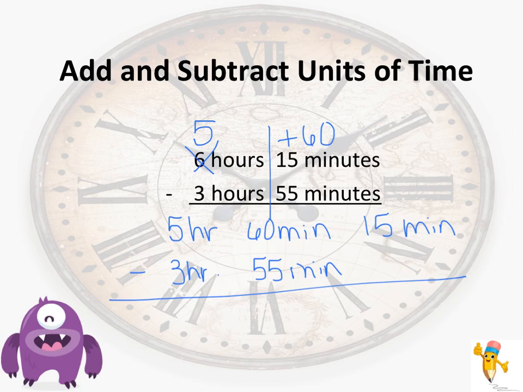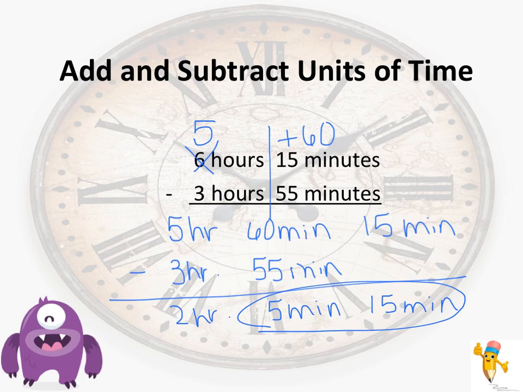Okay, so let's go ahead and subtract. Did you regroup correctly? 6 hours and 15 minutes became 5 hours and 60 minutes and 15 minutes, minus 3 hours and 55 minutes. 15 minutes minus nothing is 15 minutes. 60 minutes minus 55 minutes is 5 minutes. And 5 hours minus 3 hours is 2 hours.